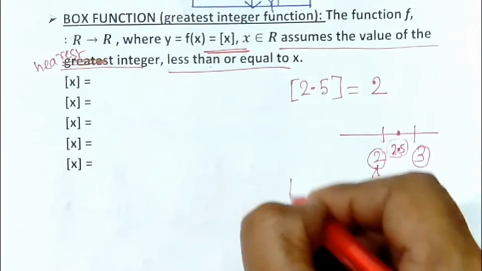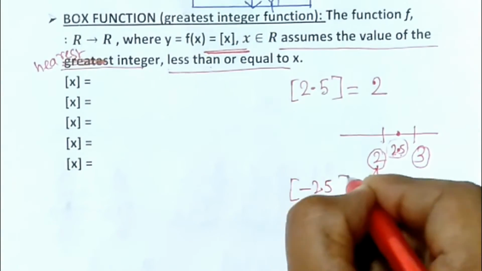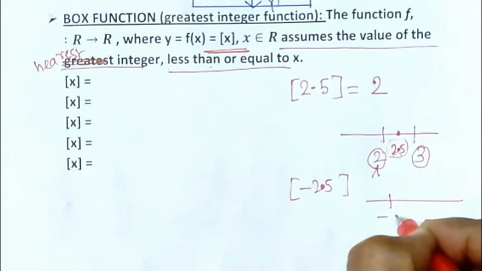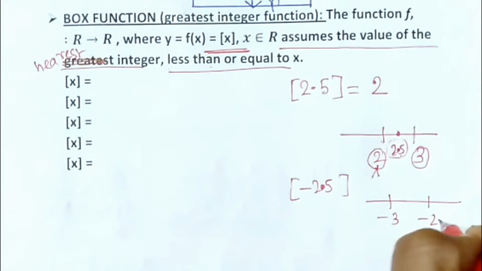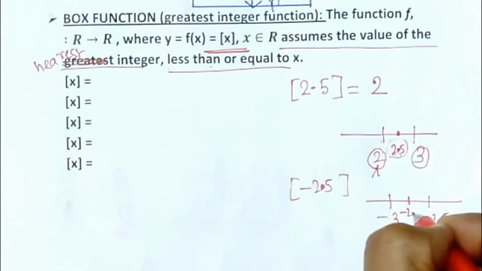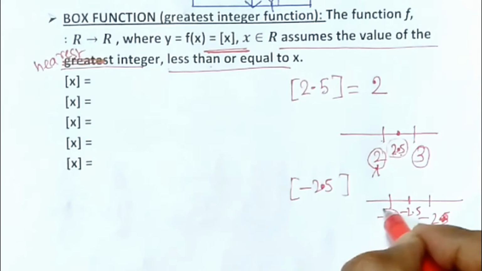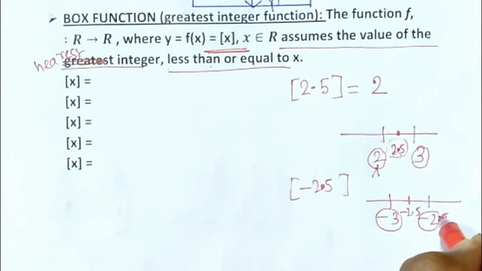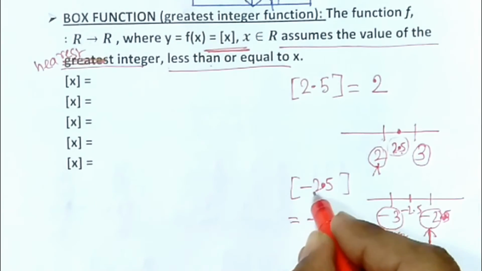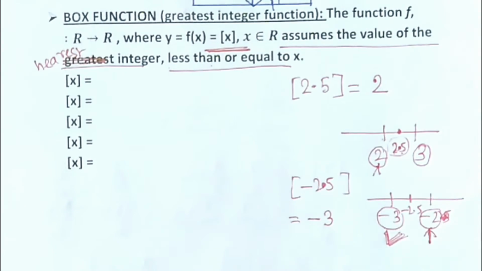Suppose we choose minus 2.5. Then on the number line, look, minus 2.5 lies in between minus 2 and minus 3. This is minus 2.5. So the nearest integers are minus 3 and minus 2. Which one is smaller? Minus 2? No, the smaller one is minus 3. For minus 2.5 this will be minus 3.